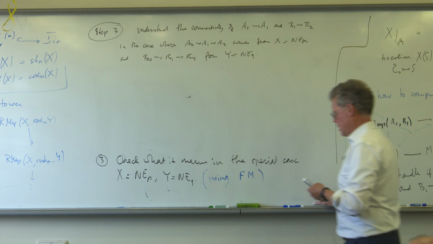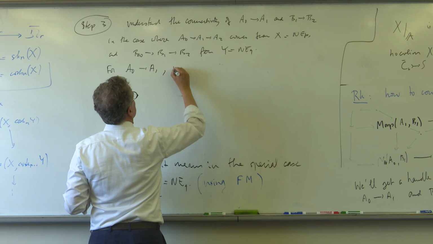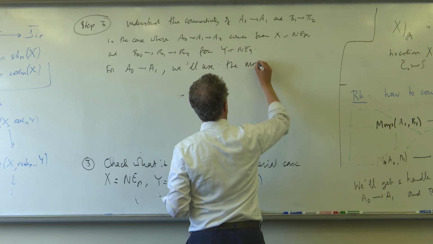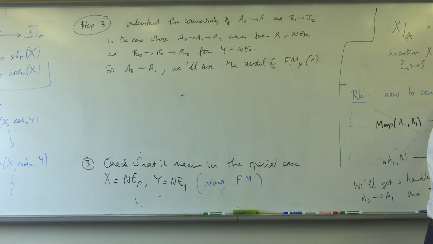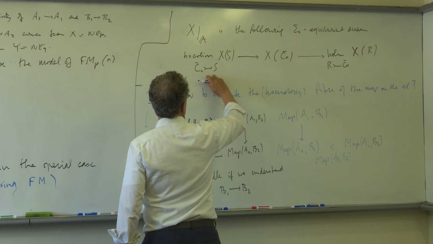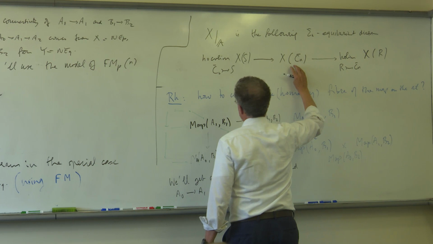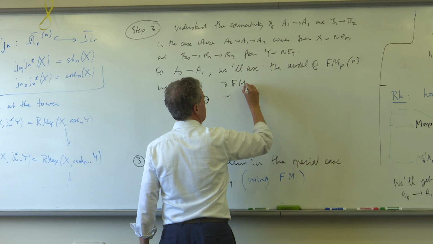So for A0 to A1, we'll use the model of FM B, N. So remember, this is N, and X is the nerve of the Fulton-MacPherson compactification P, and then A0 is the boundary. This is exactly the boundary, and this is the full space. Okay, we'll find delta FM P N to FM P N.